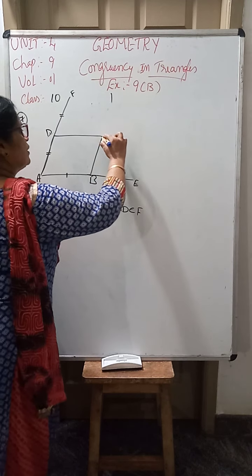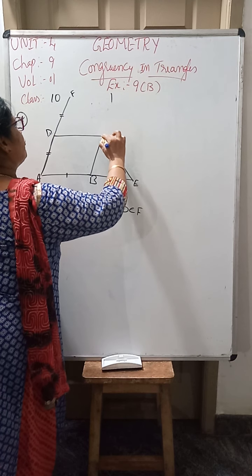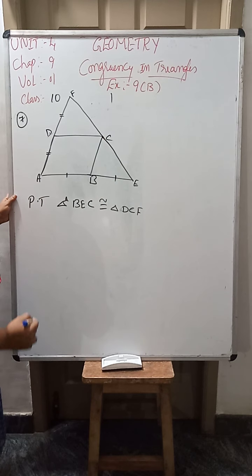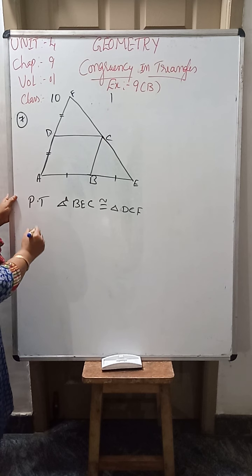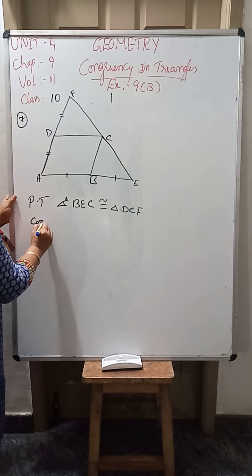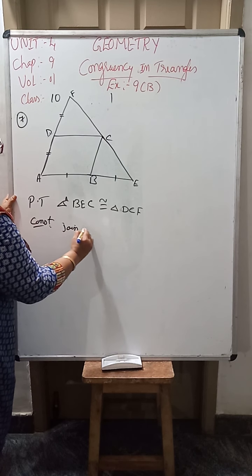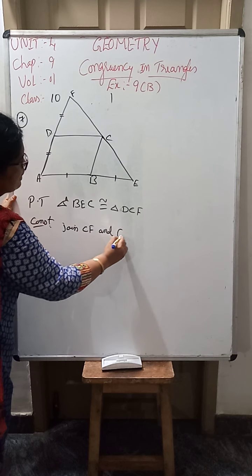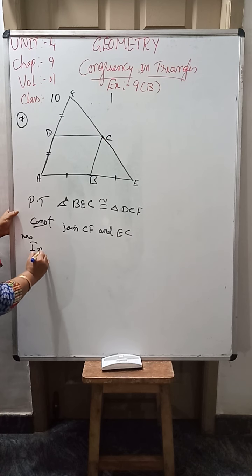BEC. Join this. BEC and DCF, we have got a straight line, are congruent. This triangle and this triangle are congruent. We have to prove. So let us write down. After solution, construction: join CF and EC.